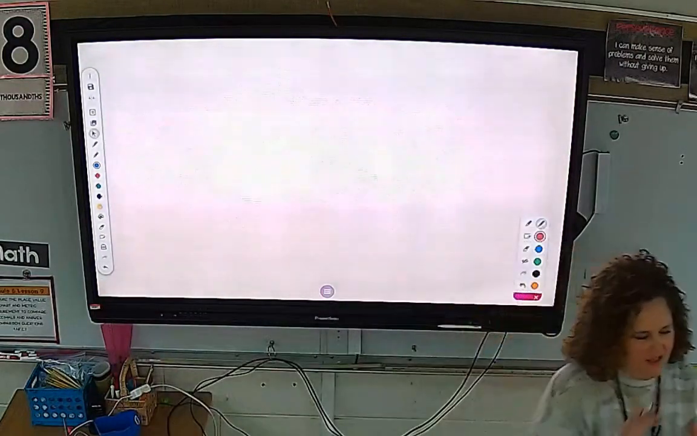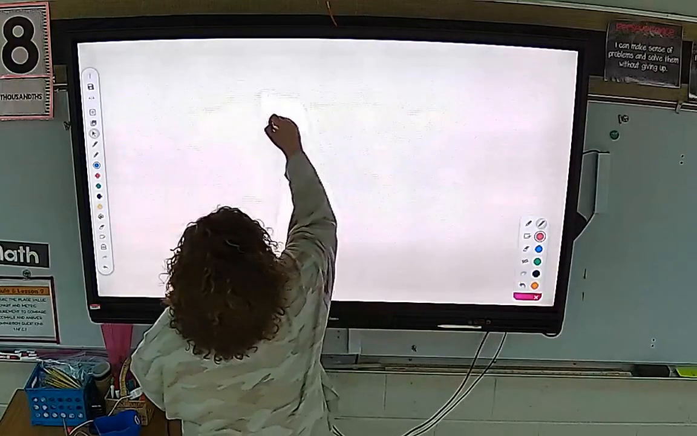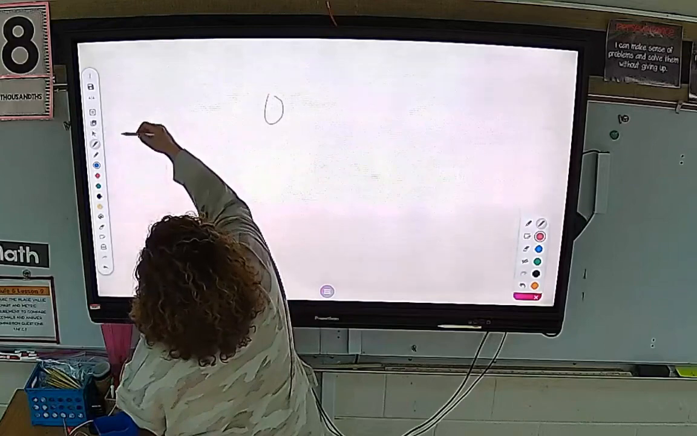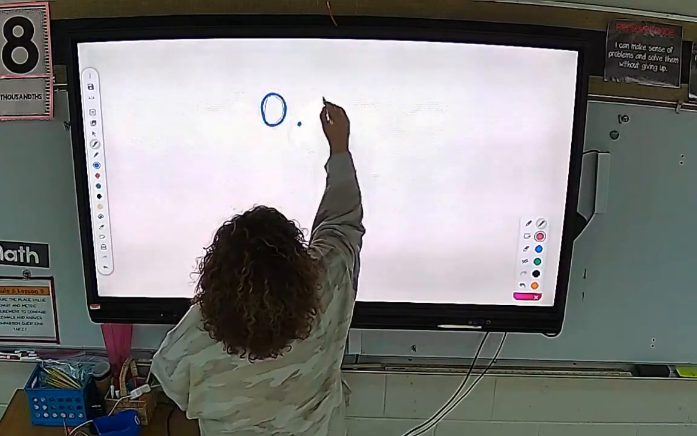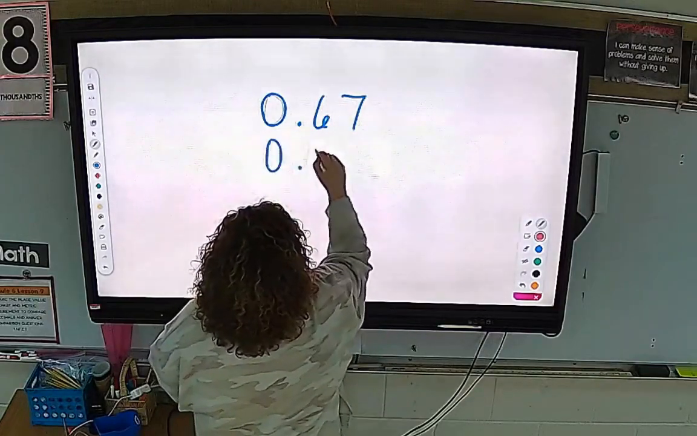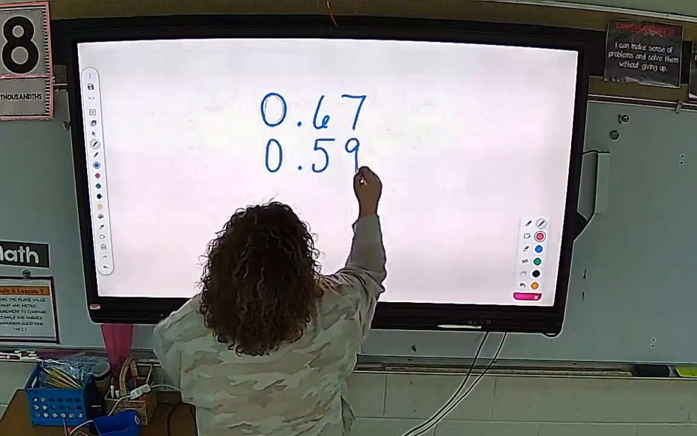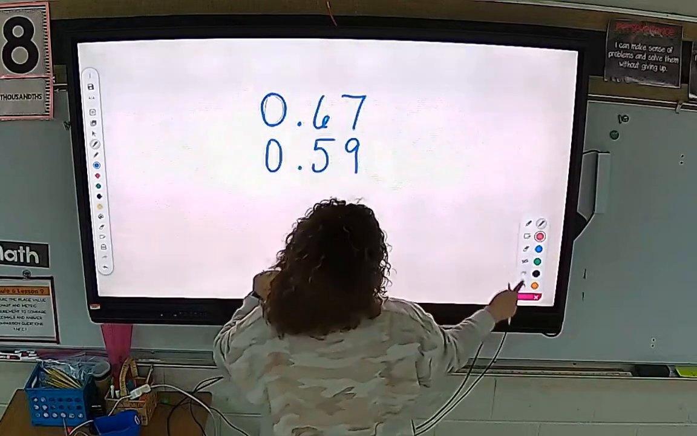Okay. All right. So we have 0. Okay, I just can't deal with that. So small, it drives me nuts. All right, we have 0.67 and we have 0.59. Now I've tried to line these up.